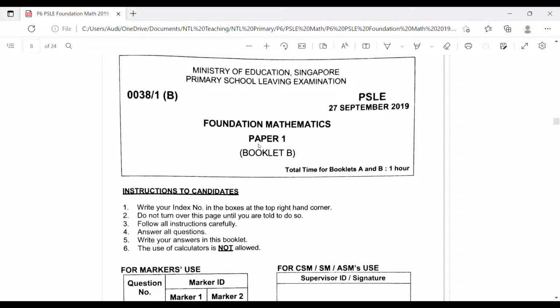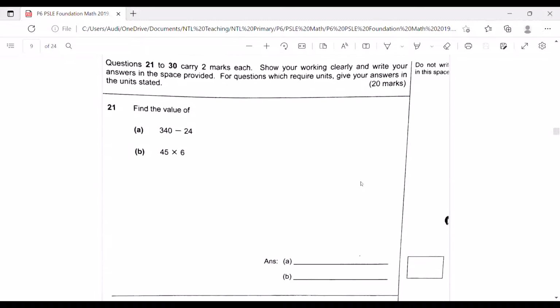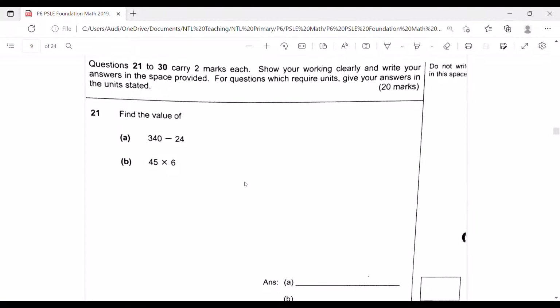We are doing paper 1, booklet B. This is PSLE Foundation Math 2019. I'm going to start with question 21. These are all easy questions, but I'm going to do it anyway.